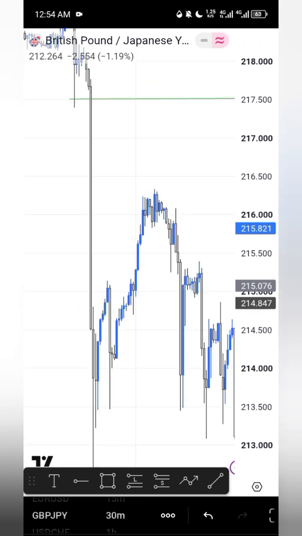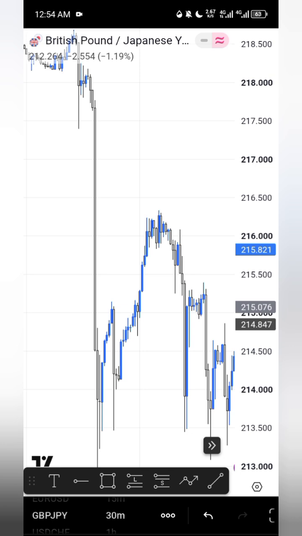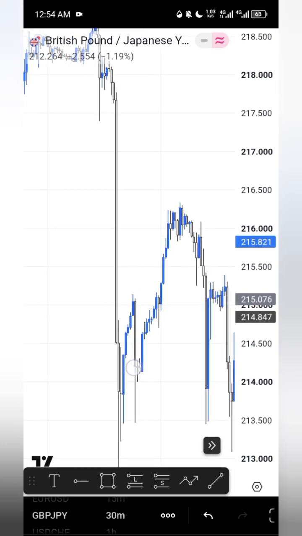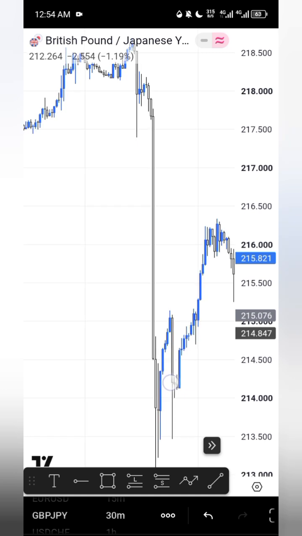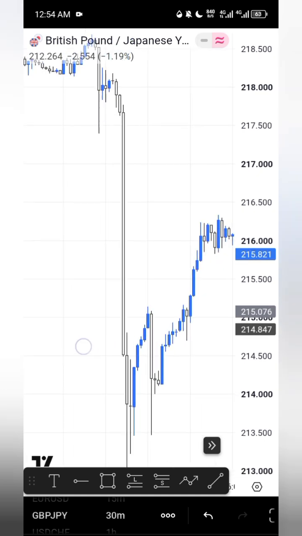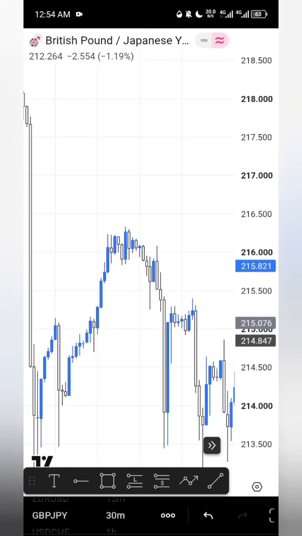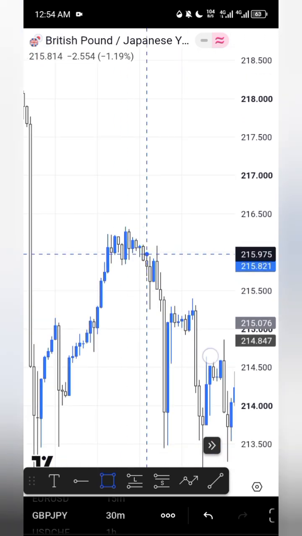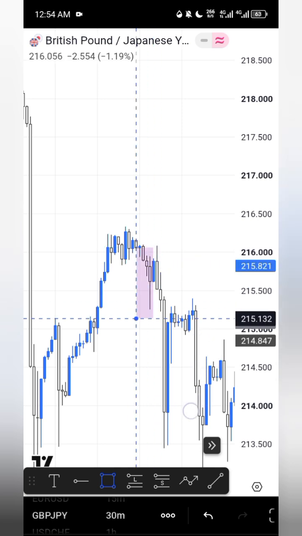Before I explain how I got in on the trade, first of all, we need to understand where price was at this morning. So price was something like this. Price was around this point. Let me highlight it. So price was around here this morning.